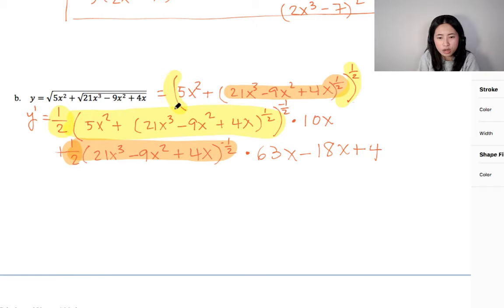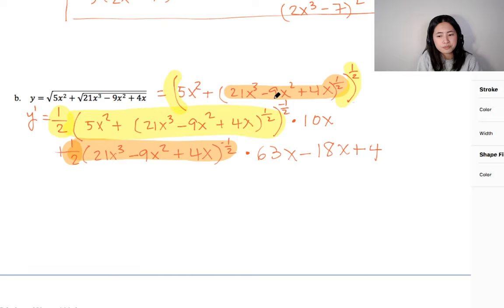So we started off, again, as a recap, with the yellow one because it's the outer function. So that's 1/2. We bring down our exponent applying chain rule, and then we just copy whatever's inside, which is exactly 5x squared plus 21x cubed minus 9x squared plus 4x raised to the power of 1/2, and making sure that this 1/2 minus 1 is negative 1/2. Chain rule, when you're taking the derivative, you subtract your exponent with 1, and you get negative 1/2.